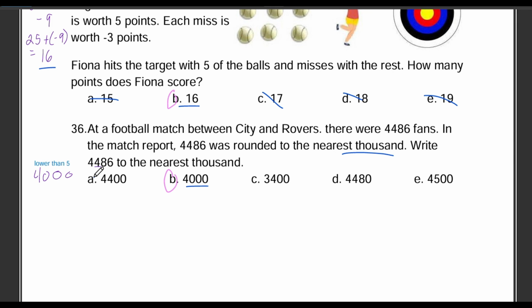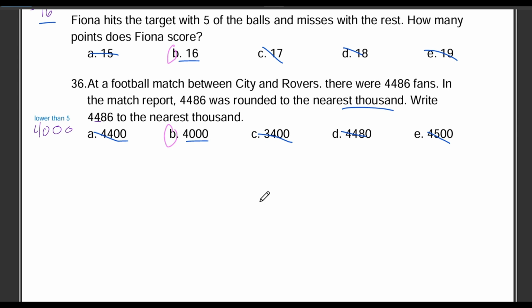Let's see why the others aren't right. A, 4,400 is the wrong rounding. C, 3,400 is too small. D, 4,480 is rounded to the nearest hundred, not thousand. And E, 4,500 would be rounding up, which isn't correct in this case.